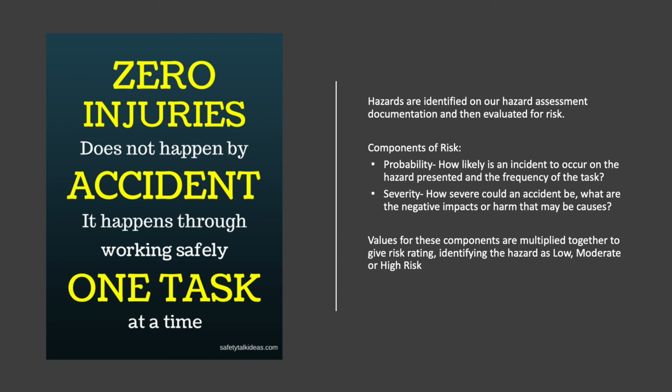Components of risk. Probability. How likely is an incident to occur on the hazard presented and the frequency of the task? Severity. How severe could an accident be? What are the negative impacts or harm that may be caused? Values for these components are multiplied together to give a risk rating, identifying the hazard as low, moderate, or high risk.